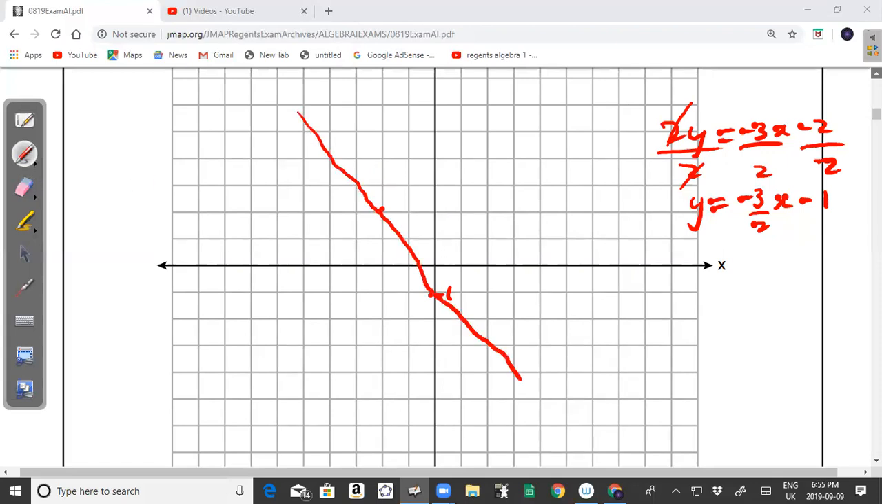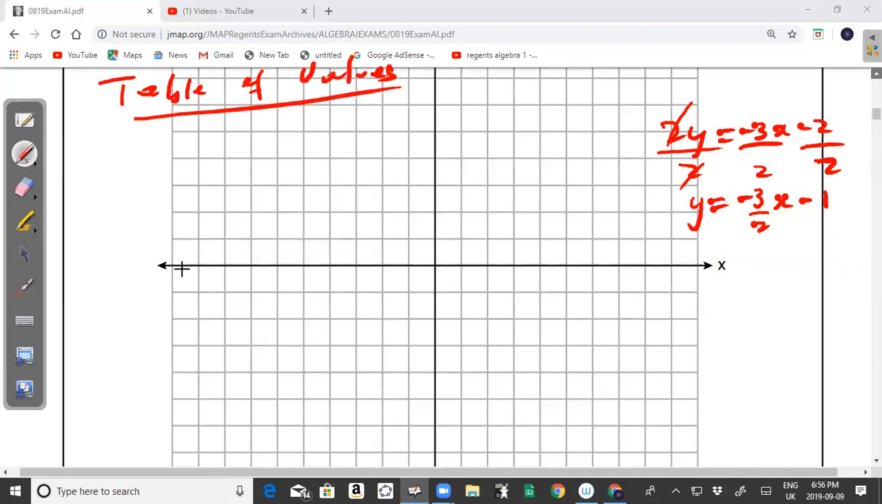That's one way to draw the line. Or what you could do instead is use a table of values, or what they call a t-table. This is your x column and this is your equation here: y equals negative 3 over 2 x minus 1. You can just choose some values for x. Remember, this is a line, so x can be all real numbers.